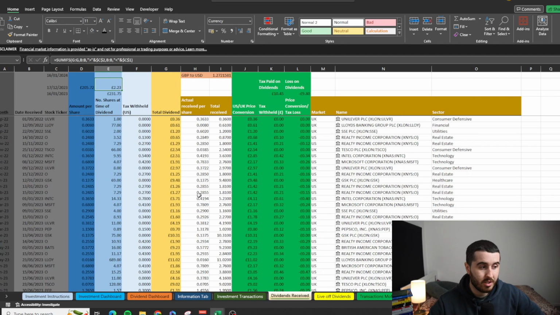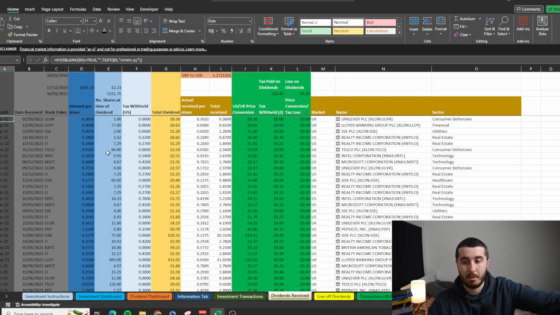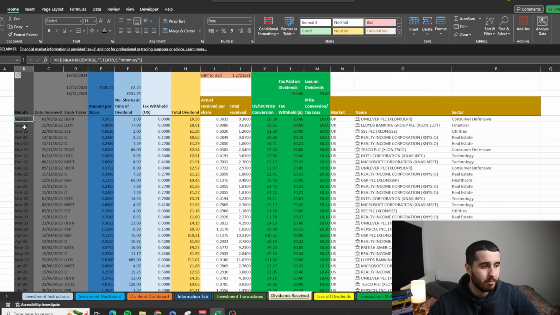And then for dividends received, again, it's roughly the same. It's a lot of colors on this. That's because when I was using this, I found it easier just to split them into colors. This column here, which you cannot see currently, is formulated because this is used for some of the dashboards, I believe. It's formulated. You don't need to worry about that column.